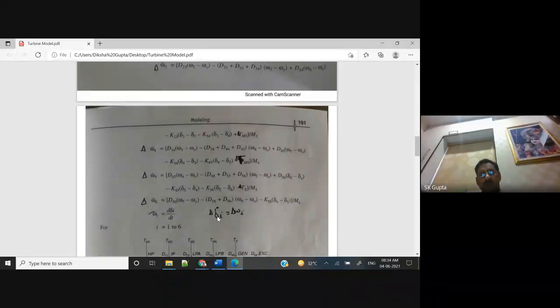This is del I equal to d omega by dt. We can write one equation for each. del 1 is equal to d omega 1 by dt, del 2 is equal to d omega 2 by dt, omega 1 is equal to d delta 1 by dt, omega 2 is equal to d delta 2 by dt, omega 3 is equal to d delta 3 by dt.